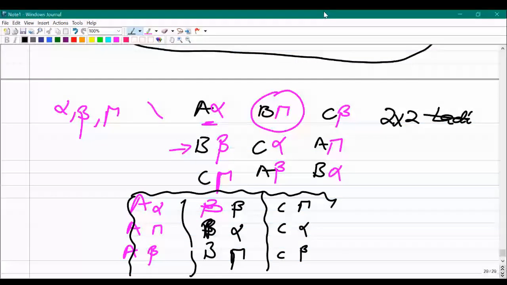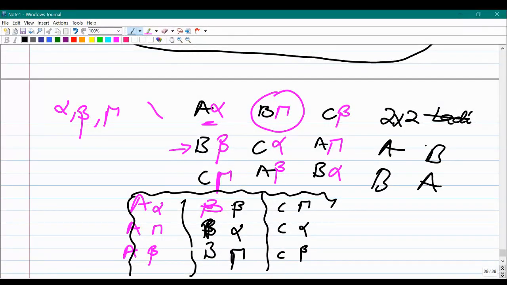No, 2 by 2, I guess so. Can we have a structure of a 2 by 2 Latin square design? Yes, isn't it? But is it going to help us with anything? Yeah, it is. If it's a 2 by 2, it means it's A, B, B, A. This is a 2 by 2, isn't it? But is it necessary to have a 2 by 2 Latin square design?